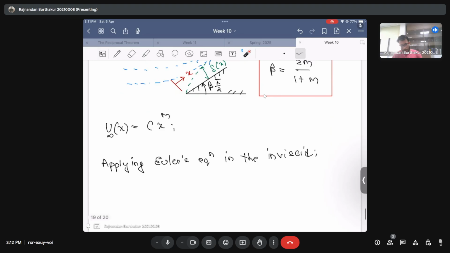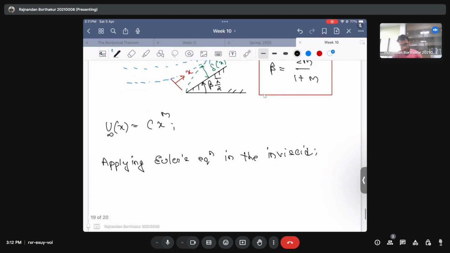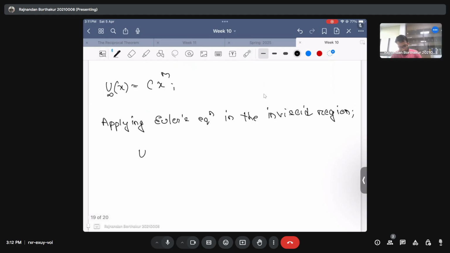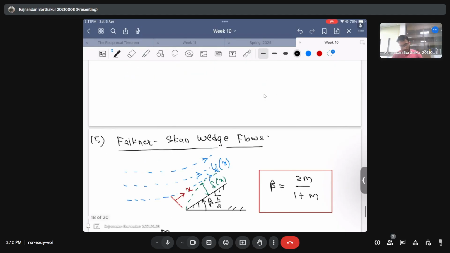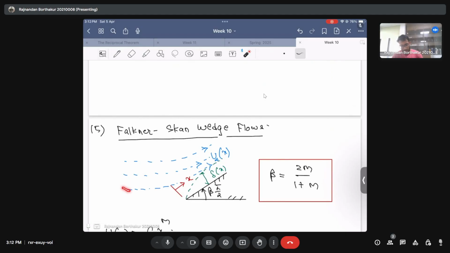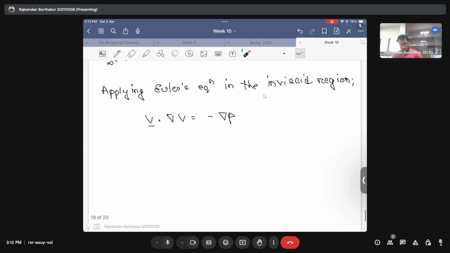So if we apply Euler's equation in the inviscid region, what do we get? Euler's equation says that v dot grad v is equal to minus gradient of p over rho. Since the flow is taking place in the x direction, which is obviously the case because this is how the flow is coming in, and when it suddenly sees this plate, it will try to move in this particular direction, the dominant direction of the flow is indeed the x direction.